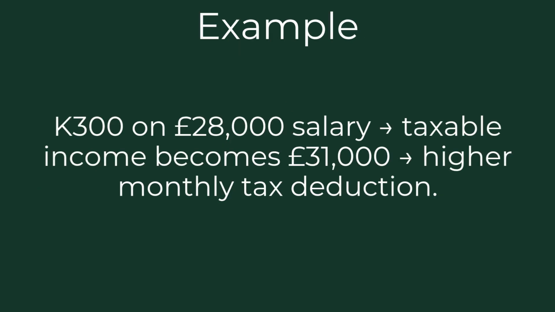If you have a code of K300 and earn £28,000 a year, £3,000 is added to your taxable income. Your taxable income becomes £31,000 instead of £28,000. Tax is then calculated on £31,000, resulting in a higher monthly deduction than you would pay without the K code.